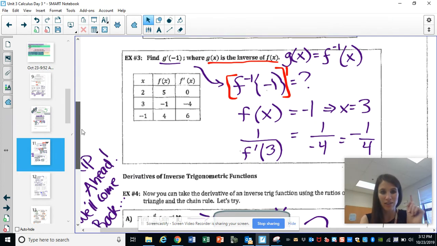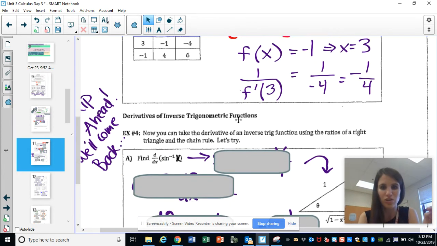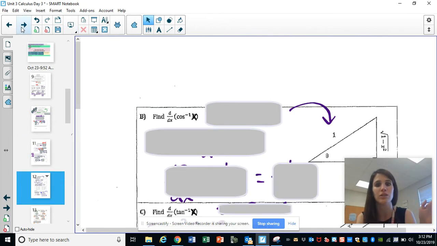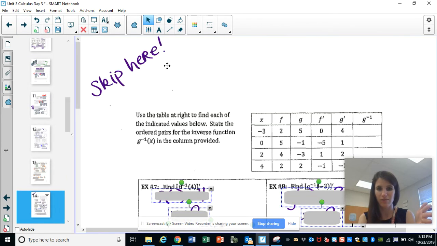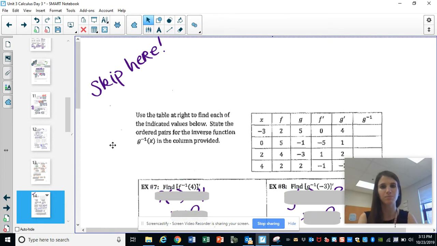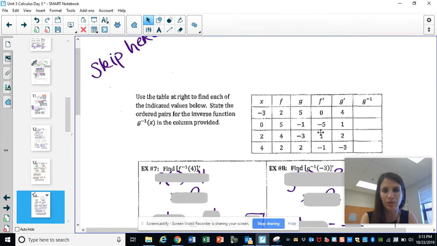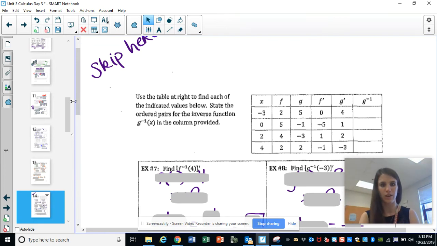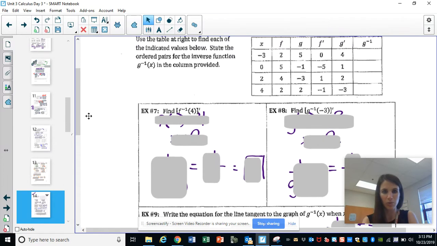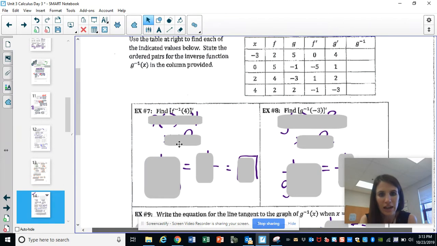All right, so the rest of this page is derivatives of inverse trig functions. We're going to come back to this. So what I need you to do is skip forward 1 page, 2 pages, 3 pages, okay? I need you to go to the last page of the lesson for today where you see a table at the top. This has some good practice problems. We're going to use this table to find the indicated values below. All right, so example number 7, find f inverse of 4, the derivative of that.